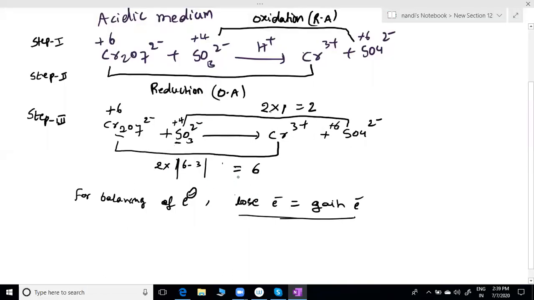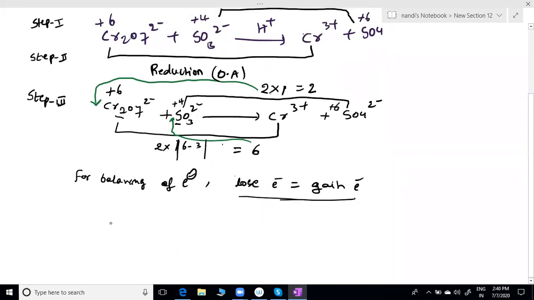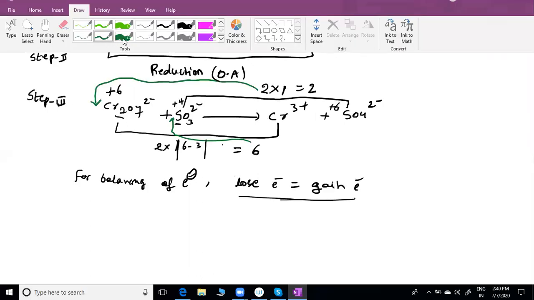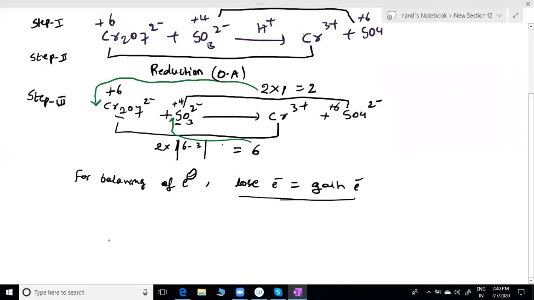Cross multiply. So the N factor of the oxidizing agent we can write in front of the reducing agent. I'm showing with a different color. Please look here. And we can show the reducing agent N factor in front of the oxidizing agent. Please make the sentence just opposite of your writing, sir. Just opposite of your writing. So check it here.